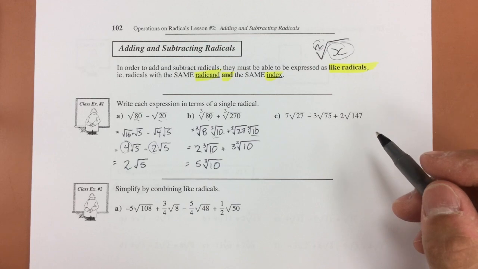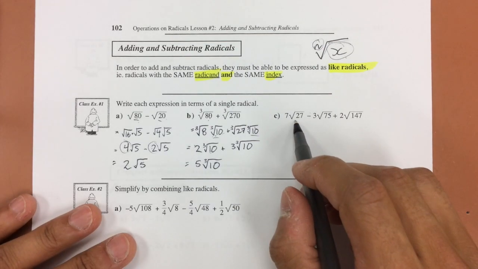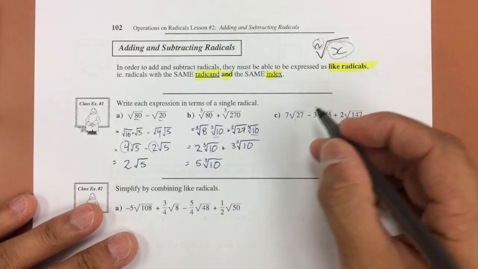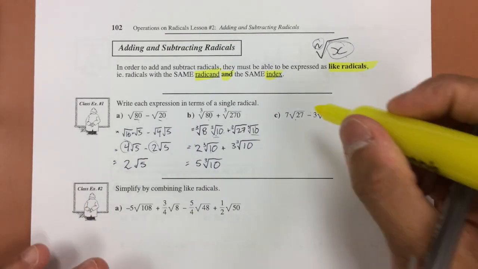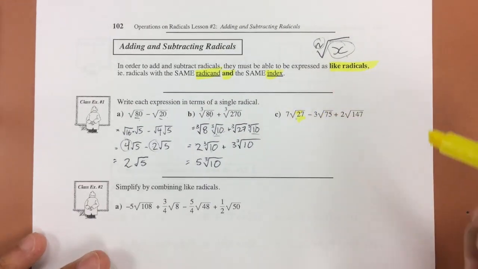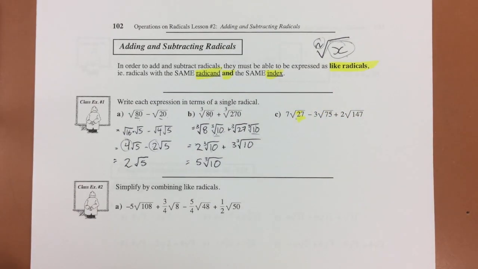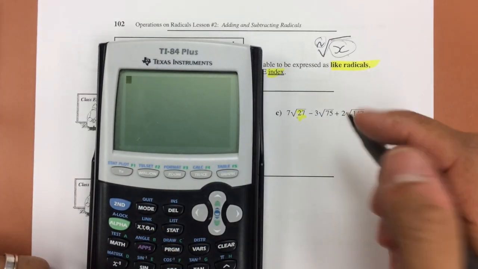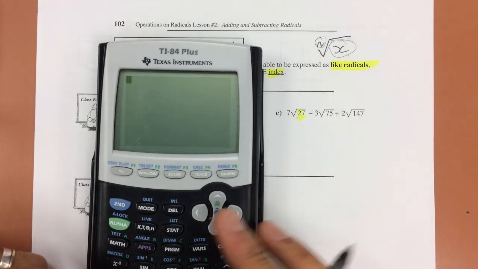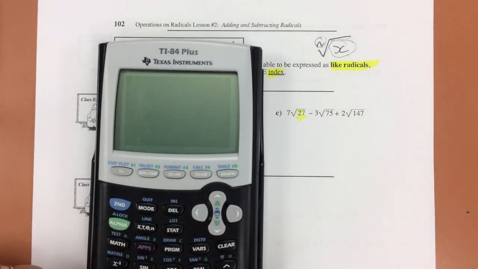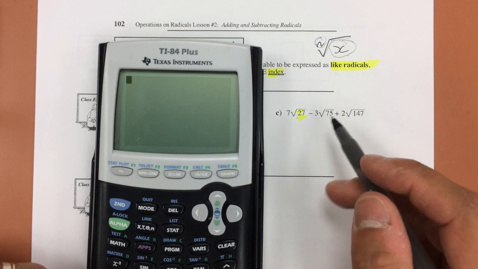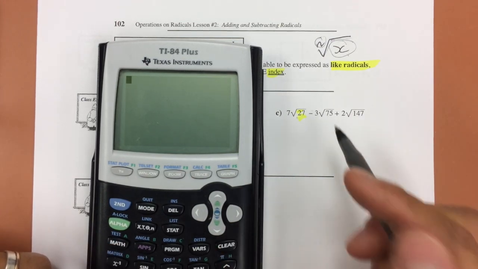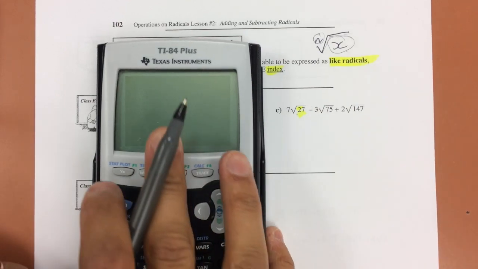With my next example, we're still looking for common numbers. So 27, 75, 147. One trick is to look at the smallest radicand, 27 in this case, and think about numbers that go into 27. What are some factors of 27? I know that 3 and 9 and 27 all go into 27. If we think about 75, 9 does not go into 75 evenly, it's going to be 8.33. So the next best number to choose would be 3.